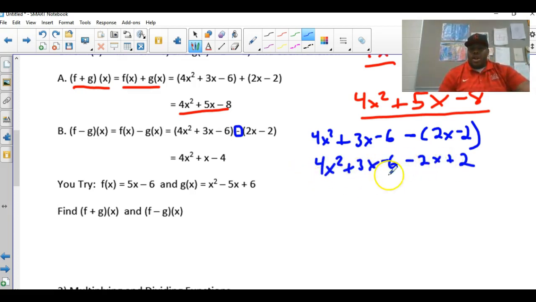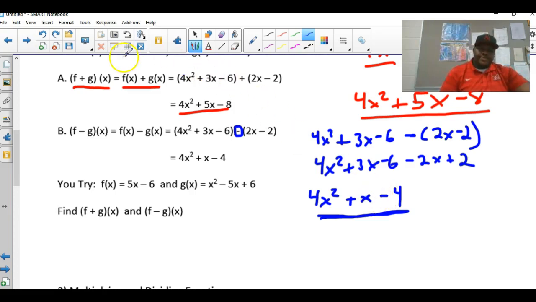So you have 4x squared. There's not another 4x squared, so that will stand alone. Then you have 3x minus 2x. Well, 3 minus 2 is 1, so that's 1x, or just x. Then you have negative 6 plus 2, which is still going to be negative, a negative 4. There is our final answer for f minus g.